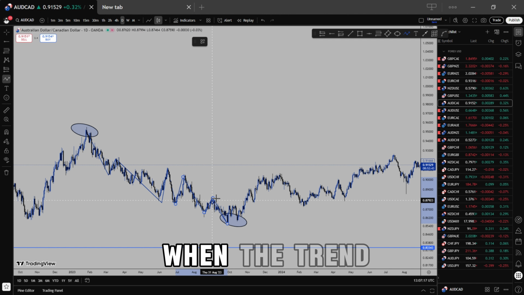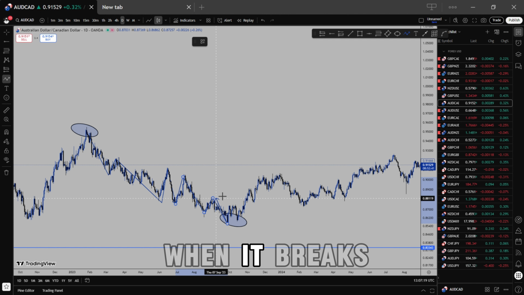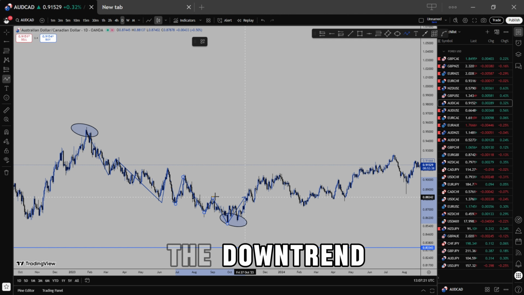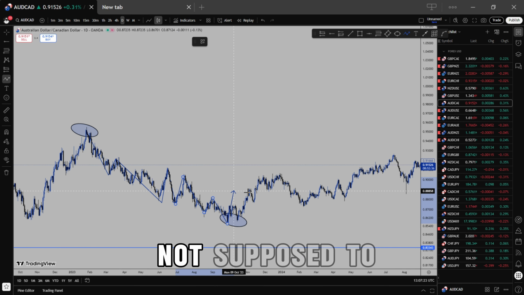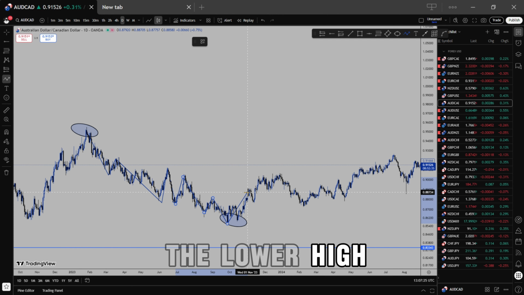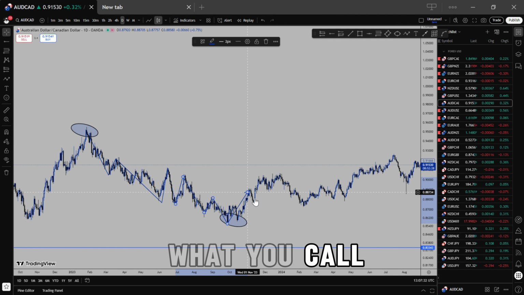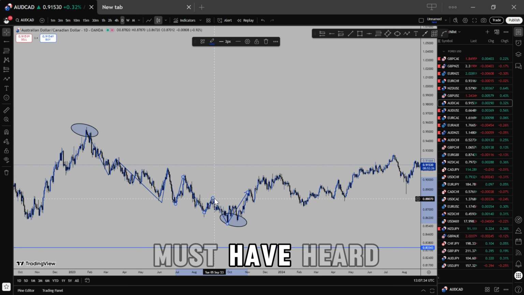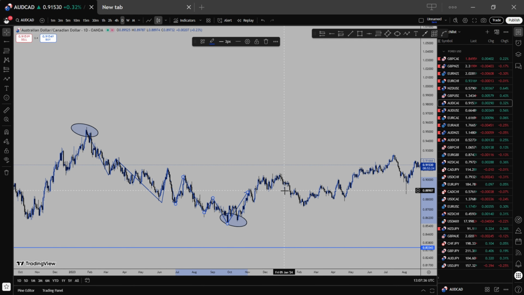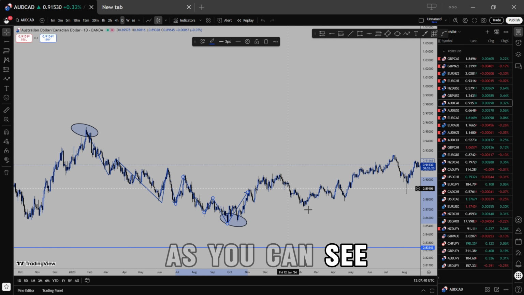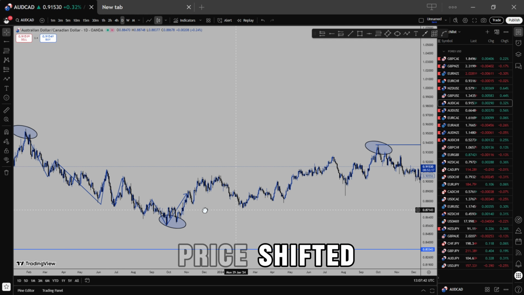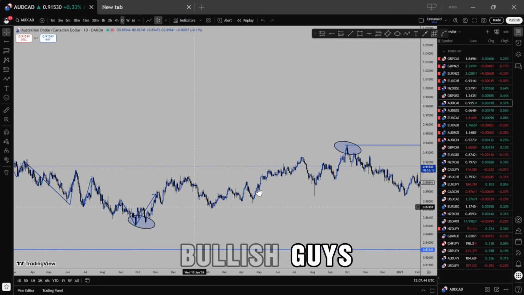Now when the trend is changing, when it breaks, because normally on the downtrend the structure is not supposed to break above the lower high, right? But when it happens, it means the structure is shifting to become bullish. Now that is what you call your change of character. You must have heard the word, or seen the short form CHOCH. Yes, that's the meaning. So as you can see right here, price shifted and became bullish, guys.